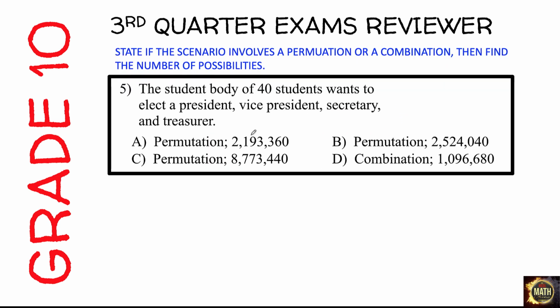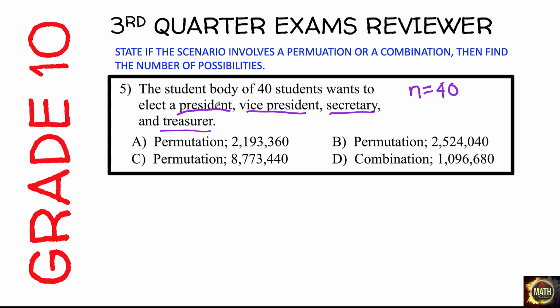Next problem po. The student body of 40 students wants to elect a president, vice president, secretary, and treasurer. We are asked to state if the scenario involves a permutation or a combination, then find the number of possibilities. We know here that our n is 40, but we do not know yet whether this is permutation or combination. Pero ano po ang sinasabi dito? They are going to elect a president, a vice president, a secretary, and a treasurer.